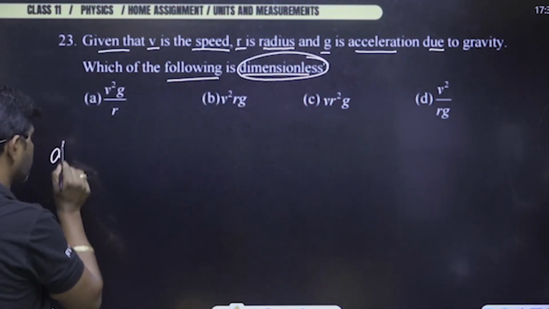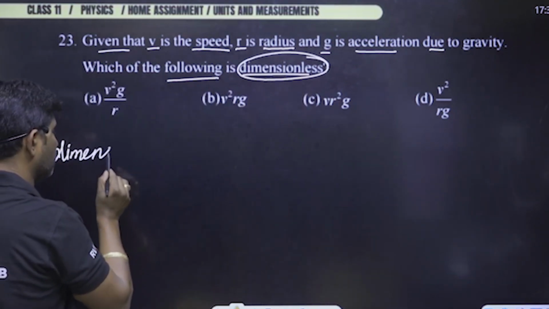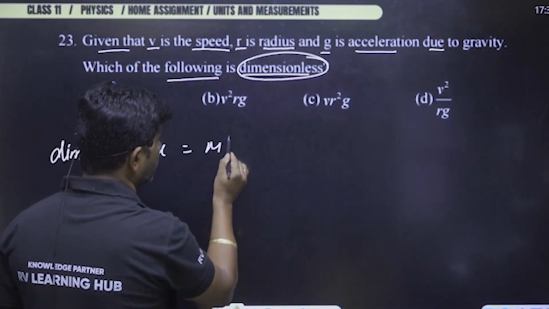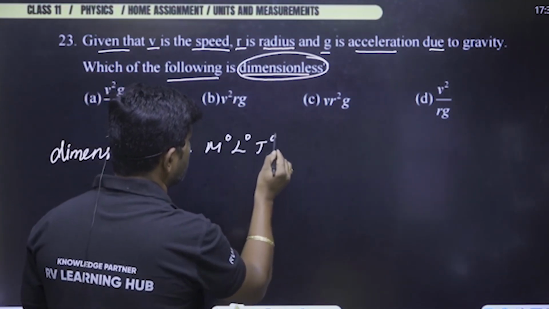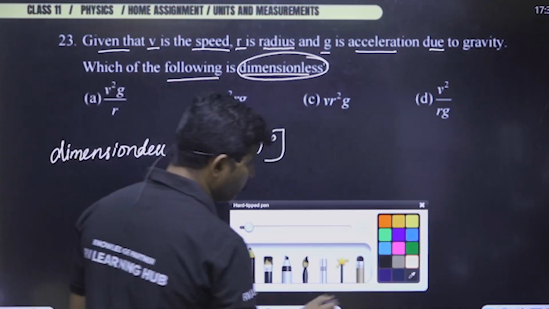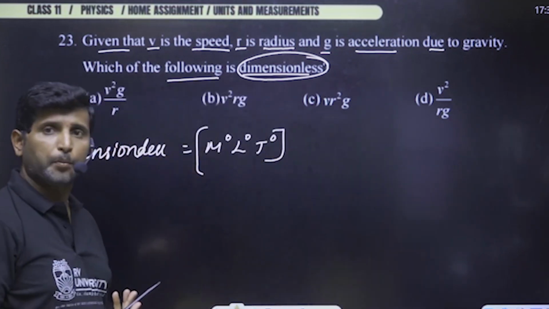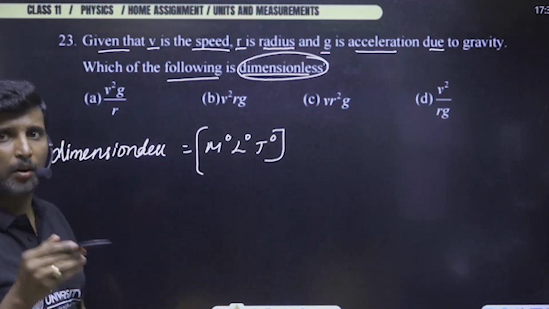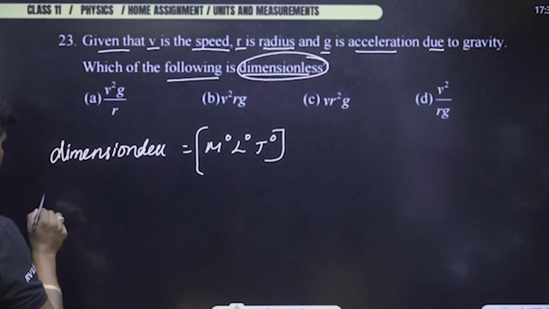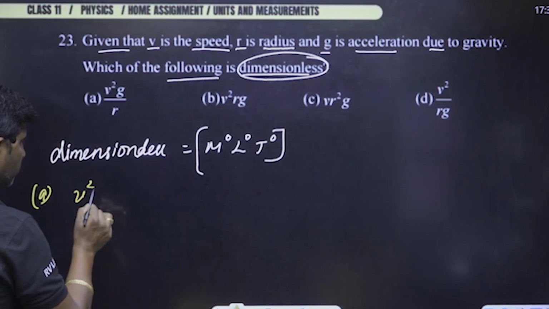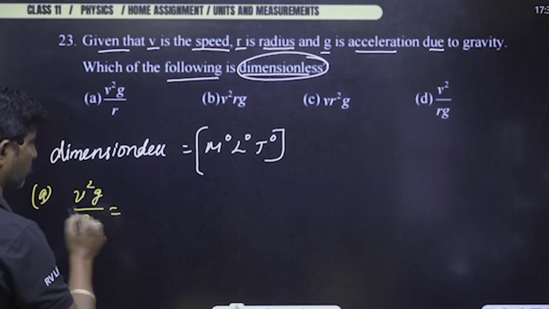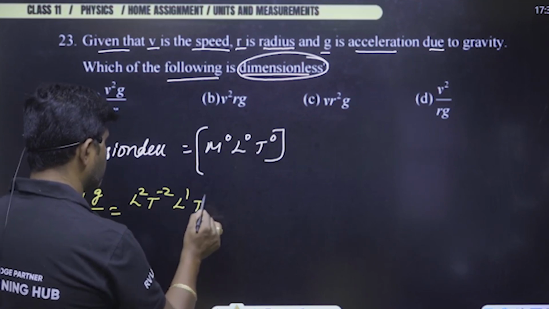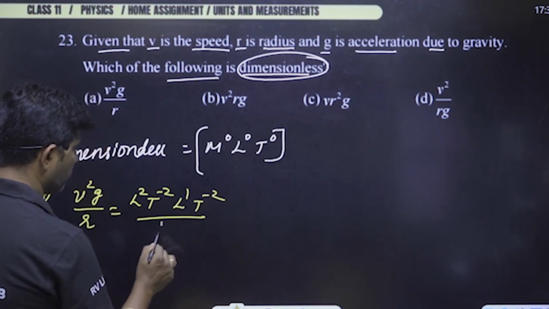See here, dimensionless is nothing but we can write M to the power 0, L to the power 0, T to the power 0. So we will go with the option verification technique. There is no other way here. There is another way, but I will explain to you later. So see here, we can say first one, v square into g divided by r here. V square is L to the power 2 T to the power minus 2, g is L to the power 1 T to the power minus 2, divided by L to the power 1.